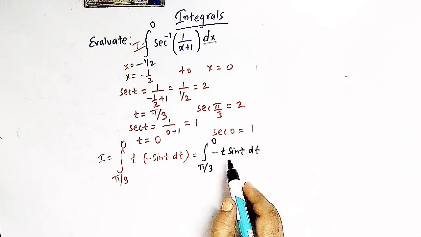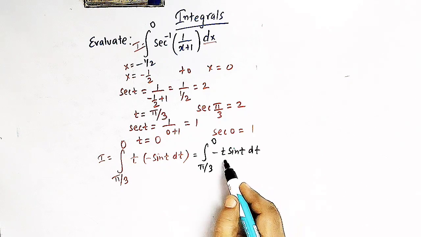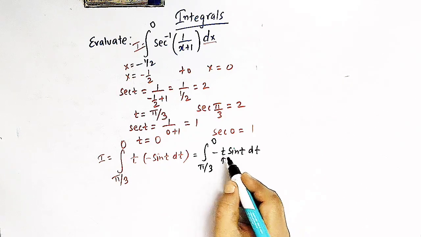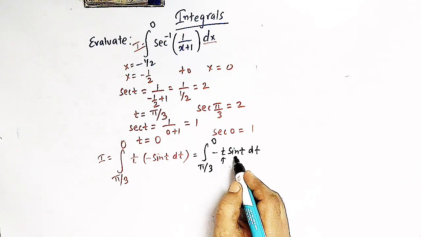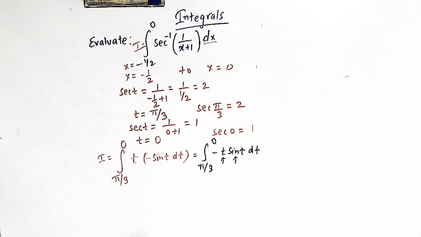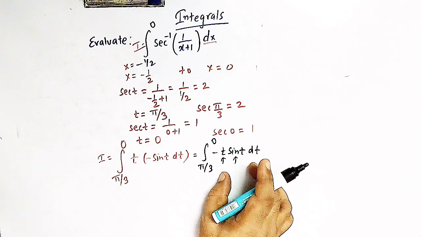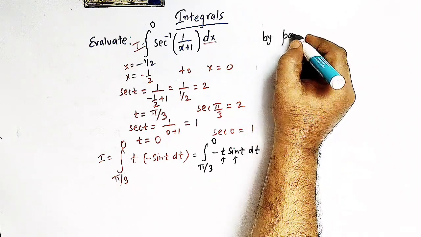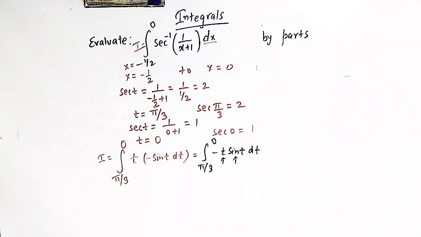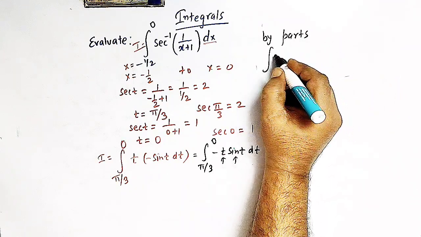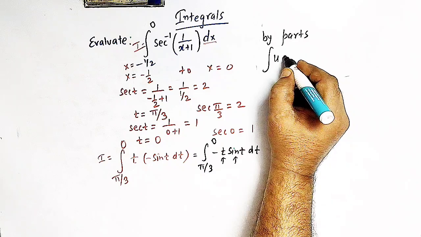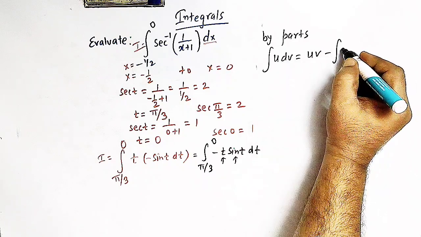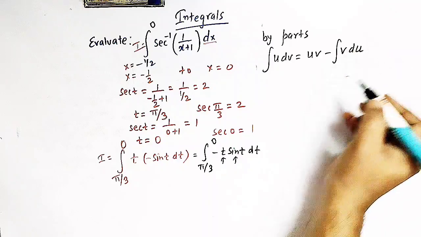and we can see that the integrand is the product of two functions. This is a polynomial function t, and this is a trigonometric function. So to evaluate this integral, we'll make use of integration by parts, and the formula for integration by parts is given by integral u dv is equal to uv minus integral v du, right?